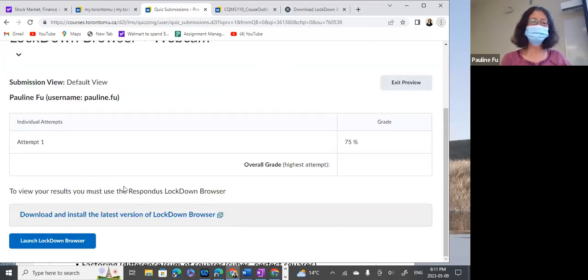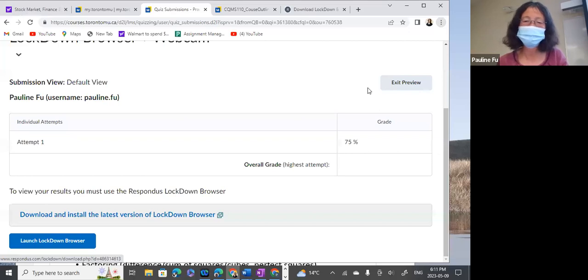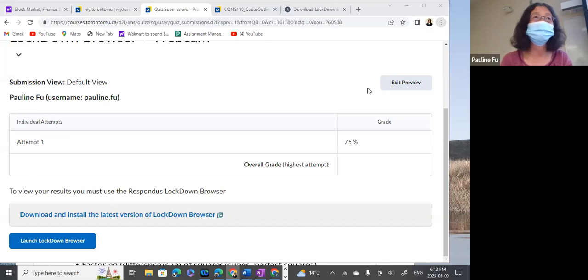So make sure you see, you can download here. I give you the link, download, install the latest version of Lockdown Browser. By the way, does anyone have experience in other courses using Lockdown Browser with monitor? Can you raise your hand? You used this software before, Lockdown Browser. Oh, thank you, thank you. Let me check the online students. Any online students, have you used the Lockdown Browser before in other courses?